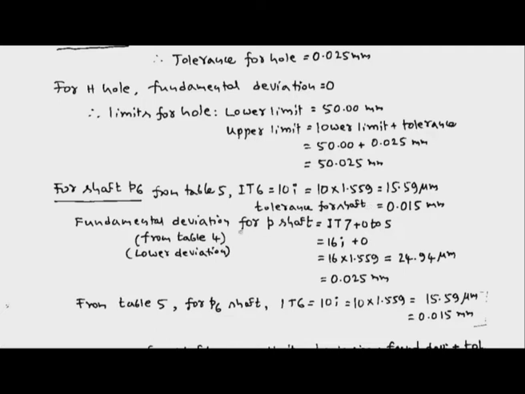So, tolerance for the shaft is 0.015 millimeter. Now, fundamental deviation for P shaft from table number 4 is equal to IT7 plus 0 to 5. Now, I am taking only this IT7 plus 0. So, 16 times I is equal to 1.559, this is equal to 24.94 micrometer, which is nothing but 0.025 mm.